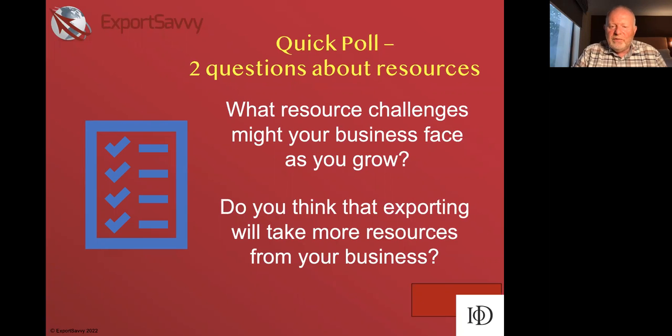Okay, so let's look at what we've got here then. So we've got 50% of you say that working capital and cash can be a challenge. Okay. 75% of you say you might have a skills shortage. 25% saying growing premises can be tricky. And 25% of you say production and delivery capacity might be an issue as you move forward.